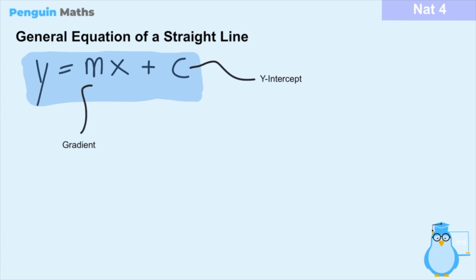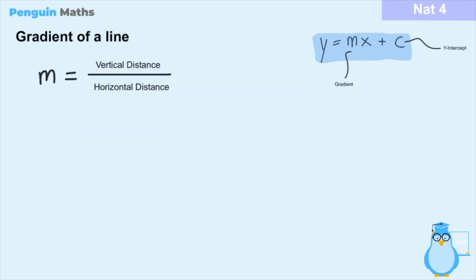Now in this lesson we're going to go into a little bit more detail on this general equation so that we can understand it a little bit better and also have a few examples where we can solve problems using the general equation. So one thing that we can say about the gradient now is that it's equal to the vertical distance divided by the horizontal distance between 2 points on the line.